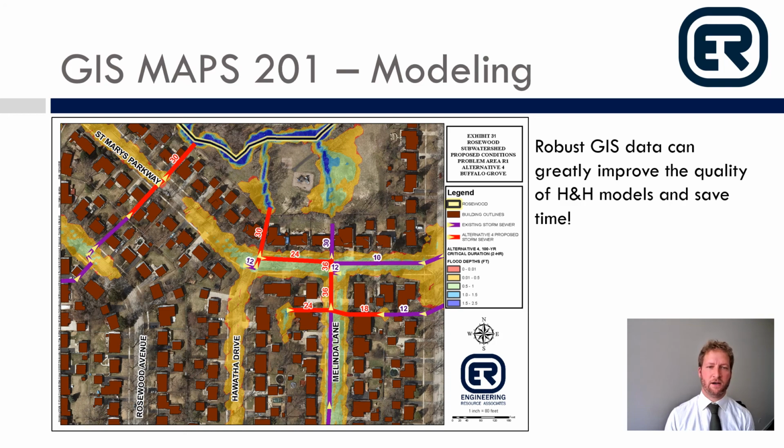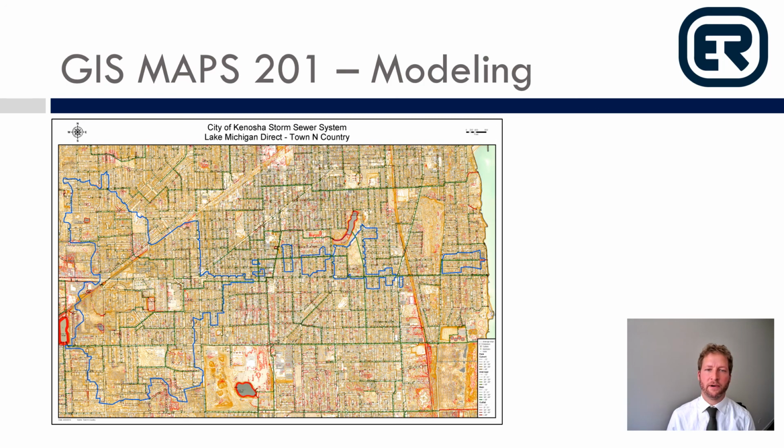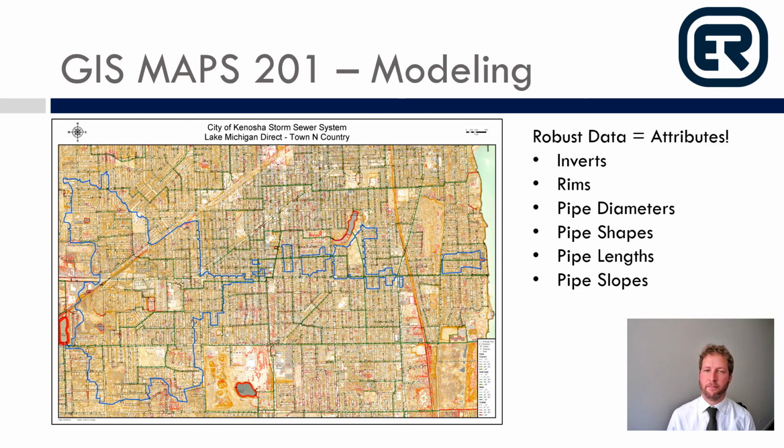Robust GIS data allows for direct importation into models, greatly reducing the time it takes an engineer to build the model. This can reduce budget or free up an engineer's time away from data entry to allow for a more thorough analysis of proposed solutions. When I mention robust GIS data in regards to modeling, it simply means having completed attributes for the storm surge systems. The more attributes, the better.